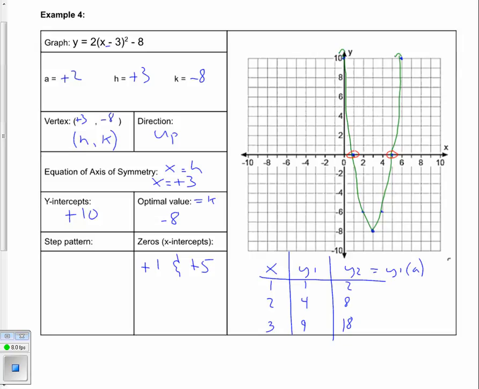So we can tell that just based on the graph. Okay, so that's a second example of how you create a graph and pull information from the graph just using an equation.